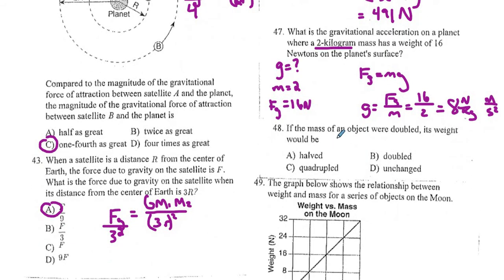All right, so another proportion problem. If the mass of an object would double, its weight would be... This is a little bit easier than the other ones, but if I double the mass, I double the weight. There's a direct relationship between weight and mass.